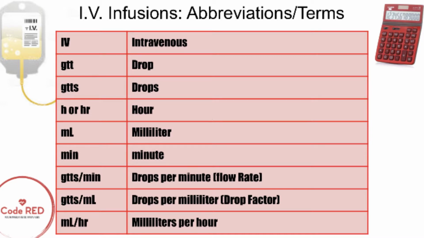So you have the IV, which means intravenous. Then you have the GTT. That is the abbreviation for drop, and with the S on the end of that, it is the abbreviation for drops. H is for hour. MLs we talked about in the previous videos, for milliliter. MIN is for minute. And then you can kind of figure out the last three there, but I do want to talk about those last three abbreviations with you. So let's do this.